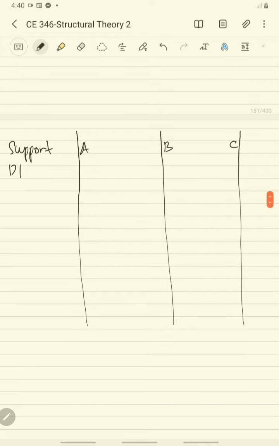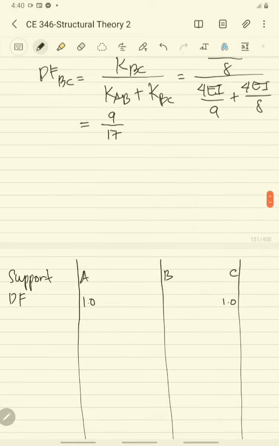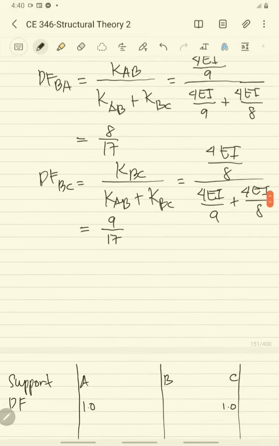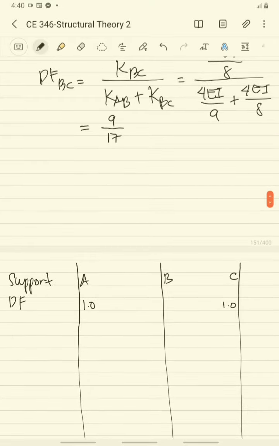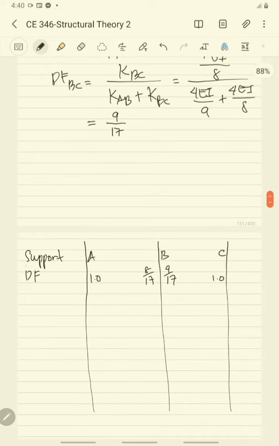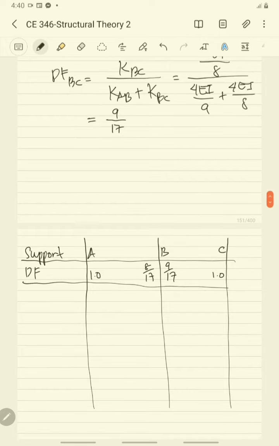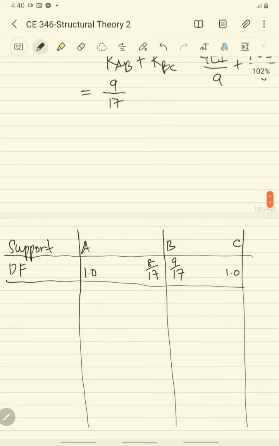Then for the distribution factor, for support A, we have 1.0, and for C, we also have 1.0. For the distribution factor for B to A, we have 8 over 17, and BC is 9 over 17. Okay, so we have this one. Then our fixed end moment.